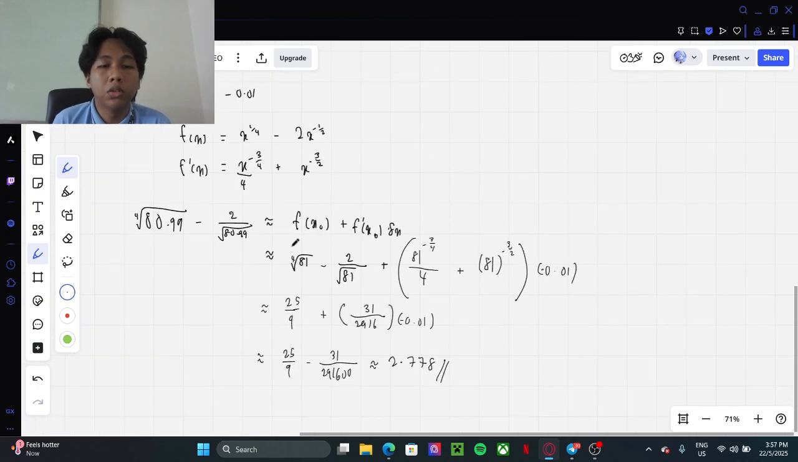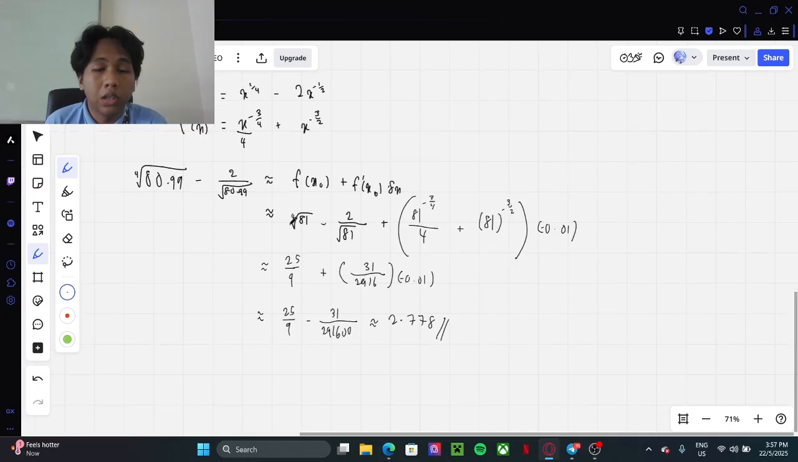So now we plug in the values, which is the fourth root of 81 minus 2 over the square root of 81, plus 81 to the power of negative 3 over 4 over 4 plus 81 to the power of negative 3 over 2, times negative 0.01. So now this term right here is equal to 25 over 9, then plus this term right here is equal to 31 over 2916 times negative 0.01. So we get 25 over 9 minus 31 over 291600, which is approximately 2.778.